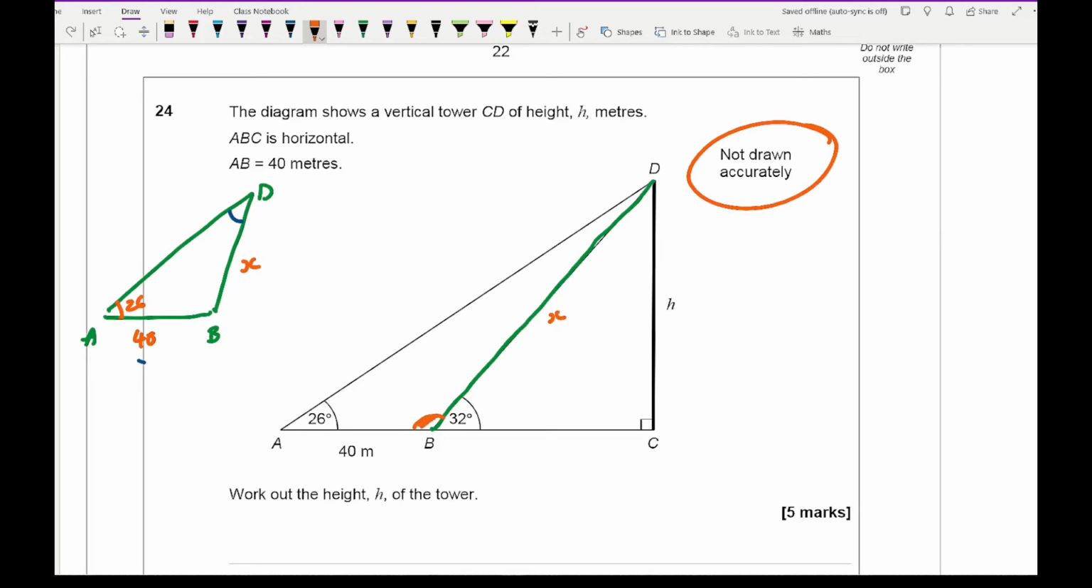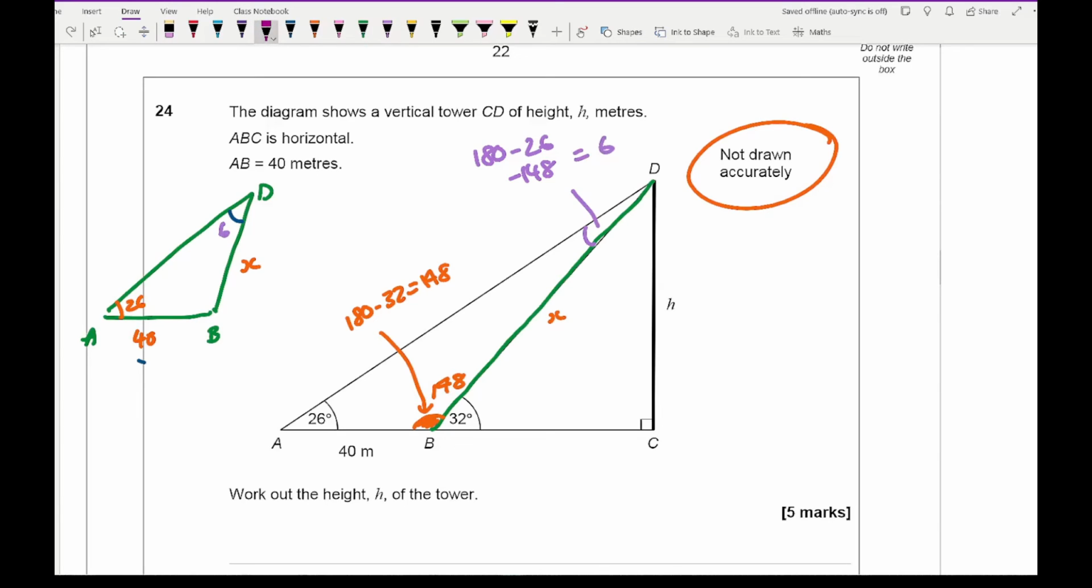Now, I can work out what this angle here is going to be because it's on a straight line. So that's going to be 180 minus 32, which is 148. Now, I know that angles in a triangle add up to 180. So to work out this angle here, I'm going to do 180 minus 26 minus 148, which comes to an answer of 6. So that angle there is 6.